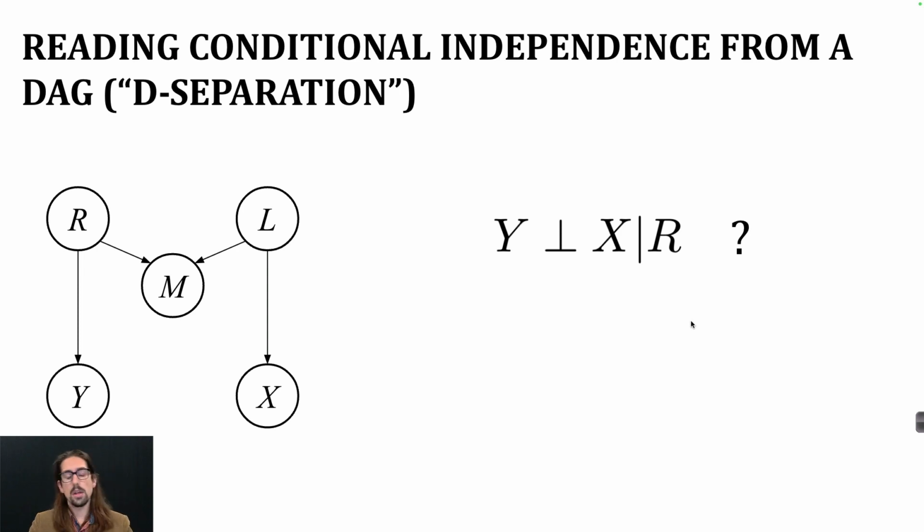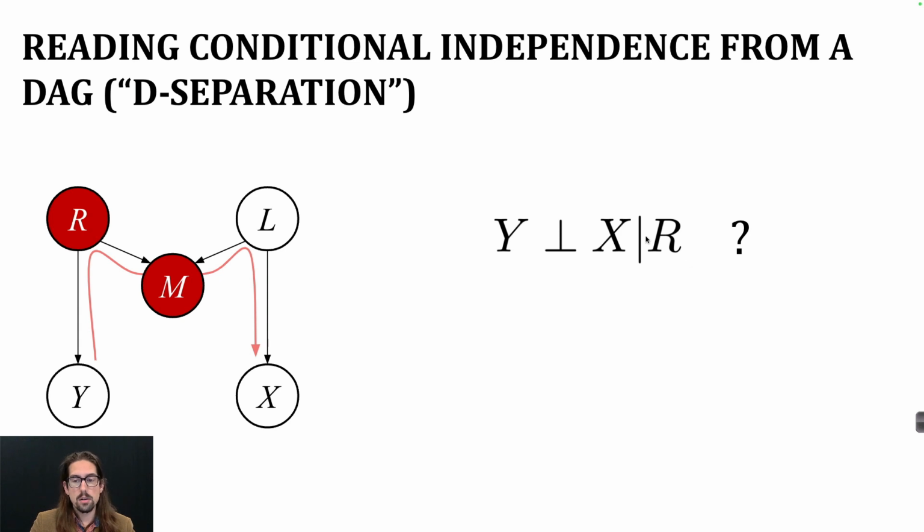So here's an example. We can ask whether y and x are independent conditioned on r. There's only one path between x and y. It's this one, right? We draw it. Now we just want to know, is it blocked? Well, we know m is a collider, so m is already blocking, right? And now r, since we're conditioning on it, is also blocked. So the path is doubly blocked, which means it's blocked. So all paths between x and y are blocked. Therefore this conditional independence holds.